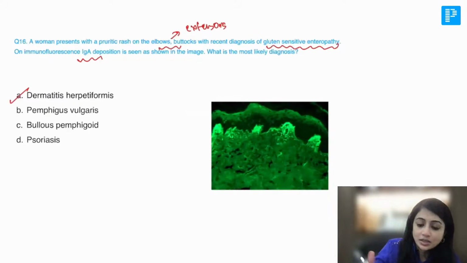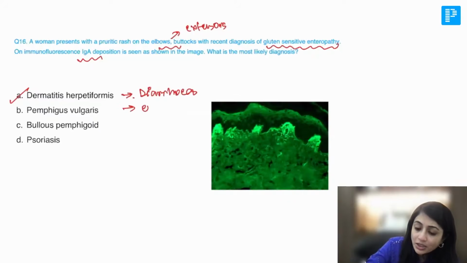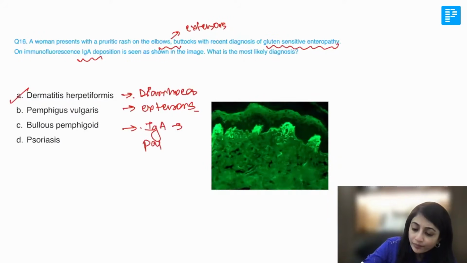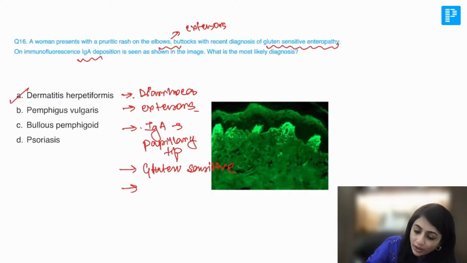So dermatitis herpetiformis is associated with gluten-sensitive enteropathy. It presents on extensors with itchy lesions. You have IgA deposition in the papillary tip. Patient has gluten sensitivity, and the patient responds to withdrawing gluten and giving dapsone.